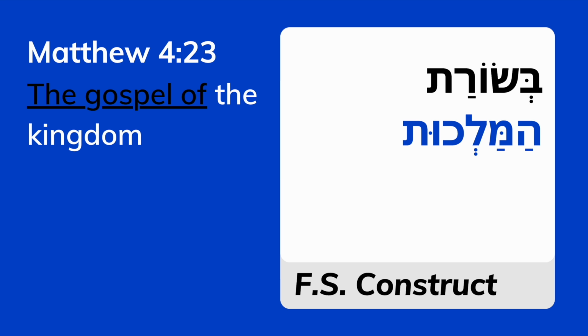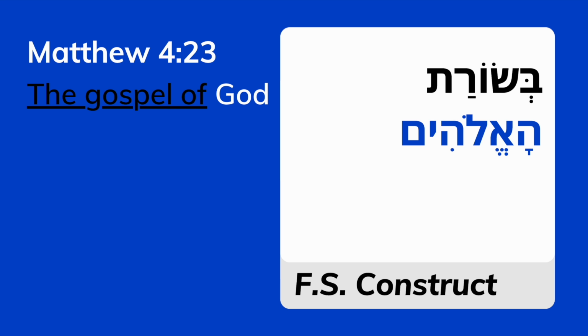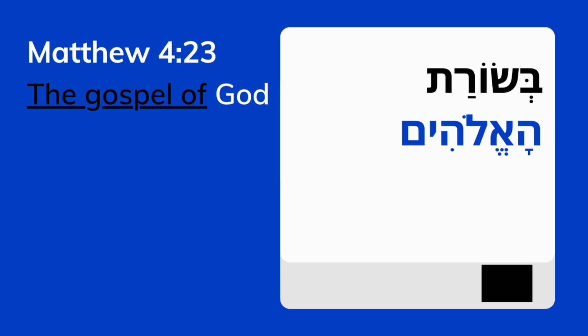We see the word b'sorat elsewhere, as in Matthew 4:23. B'sorat hamalchut, the good news of the kingdom. Here again, it's a feminine singular construct. B'sorat ha'elohim, the good news of, or the gospel of God, God's gospel, or the gospel about God.